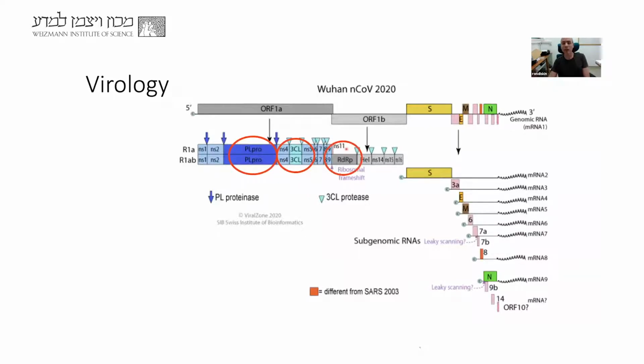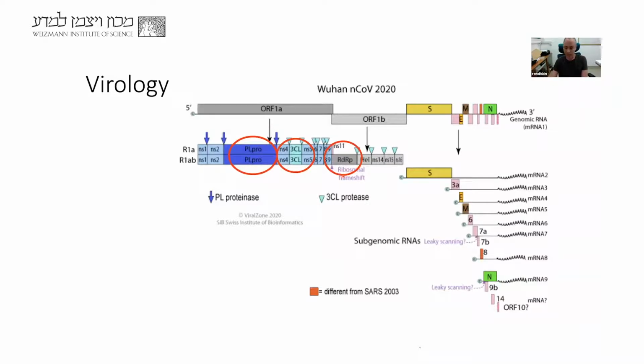Also, there is the RNA-dependent RNA polymerase. All RNA viruses need to bring some kind of a polymerase that knows how to read RNA and replicate it. Otherwise, they won't be able to replicate using the cell machinery, because normally we don't have such polymerases in our cells. So this is another very, very important drug target.